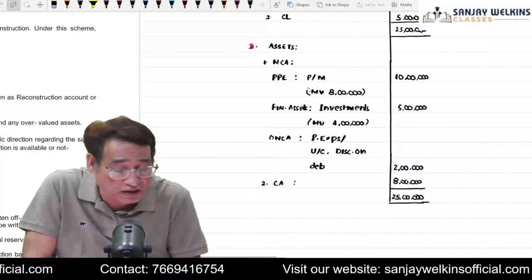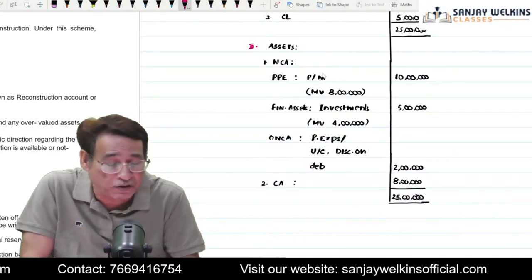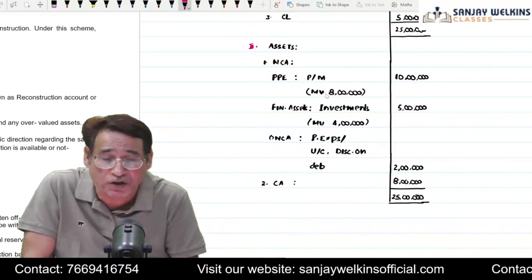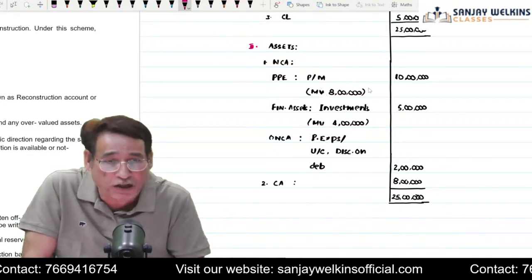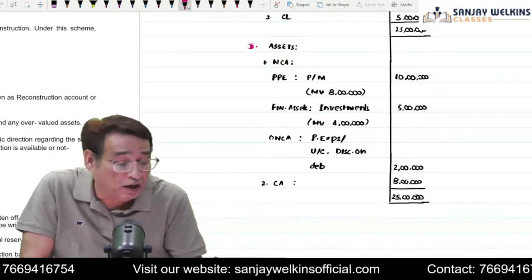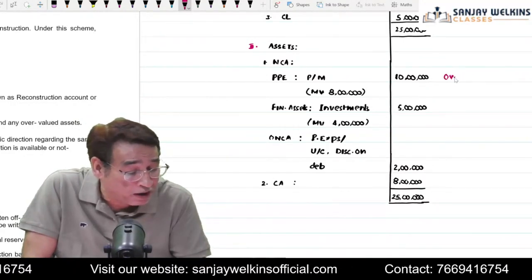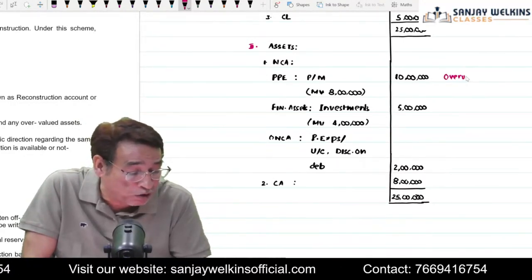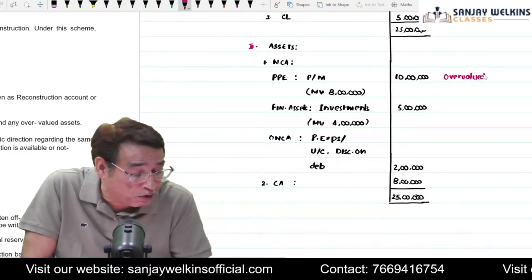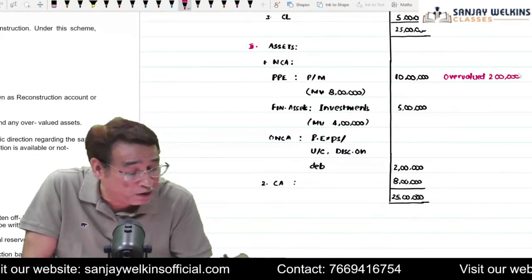Now, towards the asset side, under property, plant and equipment, plant and machinery is written. Although in the outer column we have written 10 lakh, its market value is just about 8 lakh. If the market value is 8 lakh and we are still putting that figure at 10 lakh in the balance sheet, we may say this 10 lakh is overvalued by rupees 2 lakh. In accounting jargon, we may say that this 10 lakh figure presented by this entity is overvalued by rupees 2 lakh. Is it clear to you?